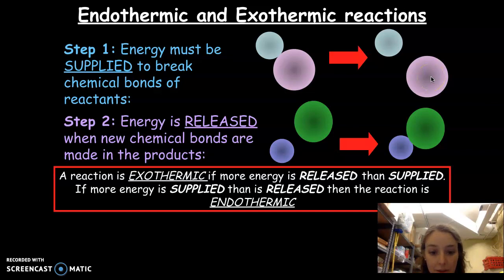A reaction is exothermic if more energy is released than supplied. So exothermic, we have more energy exiting, being released. And if more energy is supplied, so more energy coming in, then it's endothermic. So I think N in endo, entering, and exo, exiting.